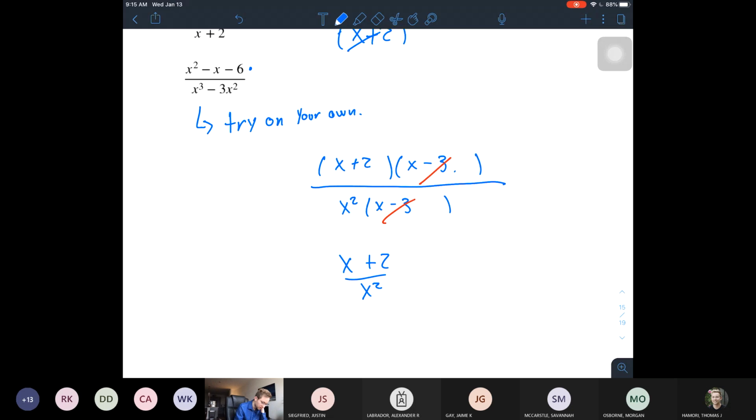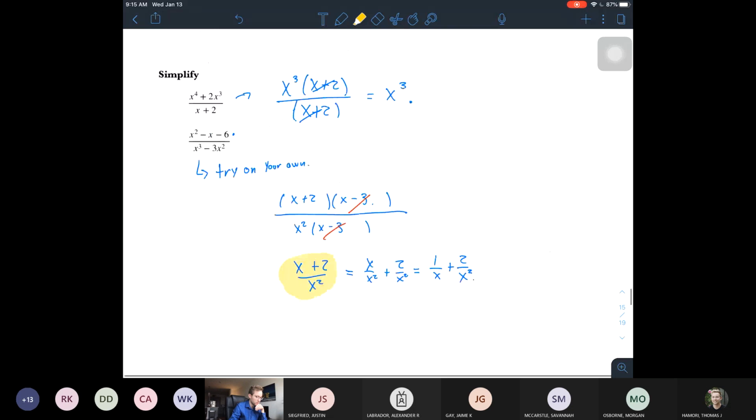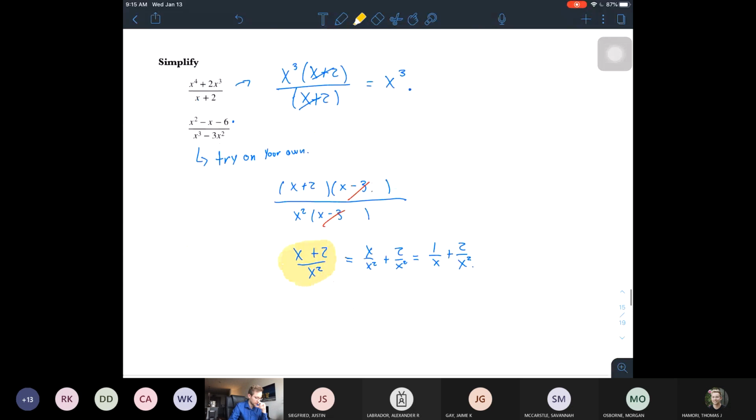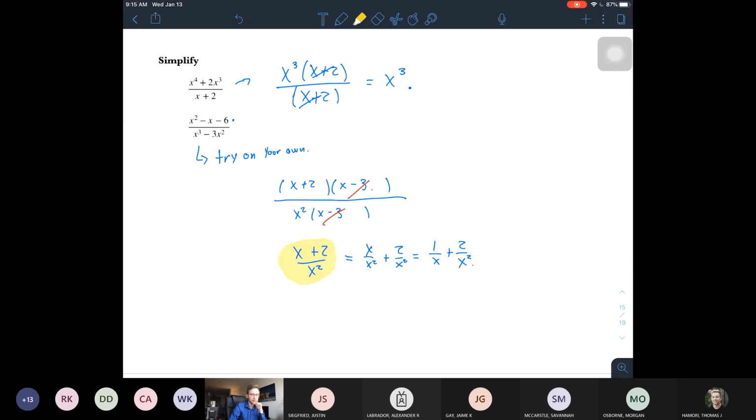If you really wanted, you could split it up as x over x squared plus 2 over x squared, and that would be equal to 1 over x plus 2 over x squared. I'm not sure that's really much simpler than this. I think this is probably where I would leave it. So that is how we are going to simplify these rational expressions. We just factor the top and bottom, and we cancel what we can cancel. Are there any questions about how we simplified these?